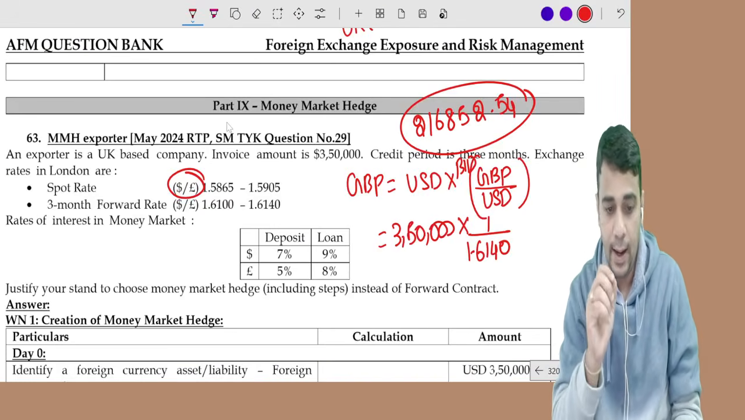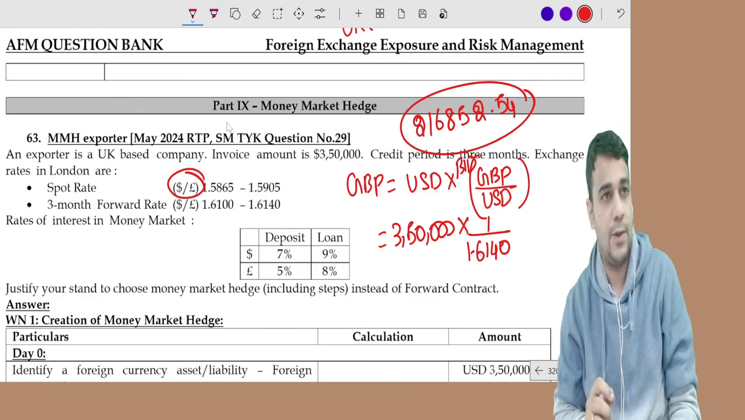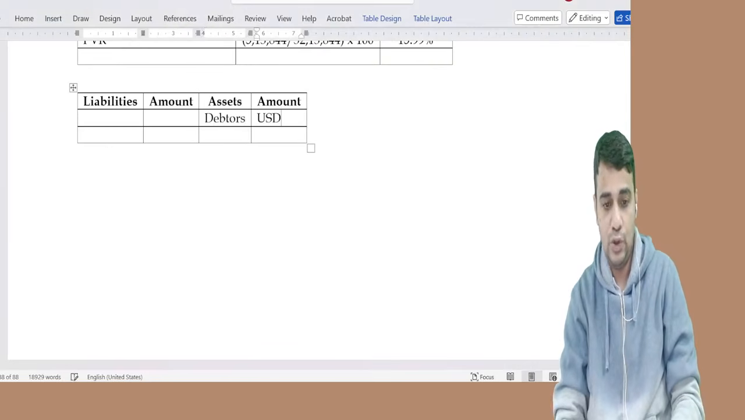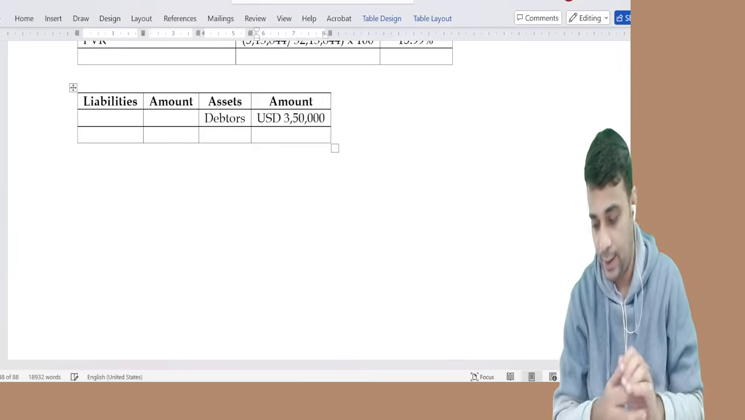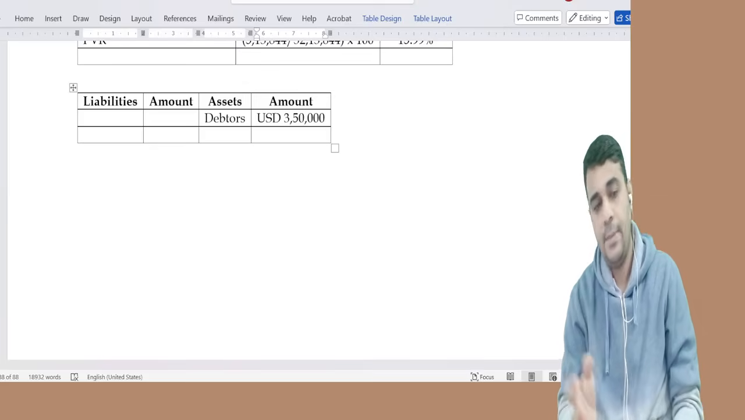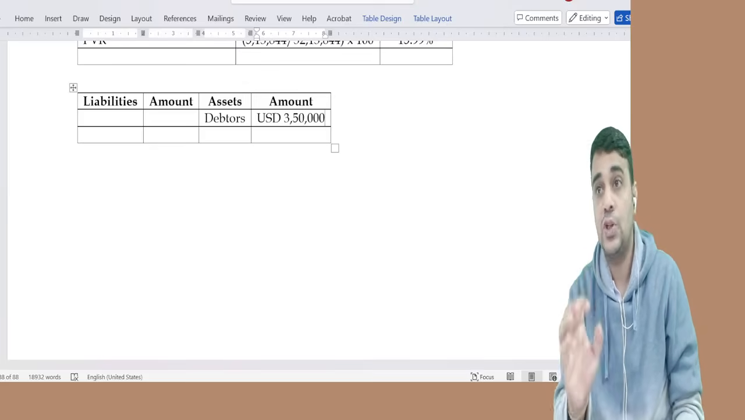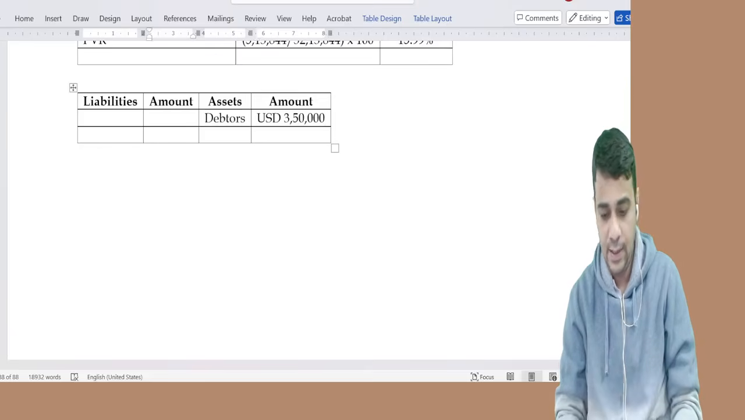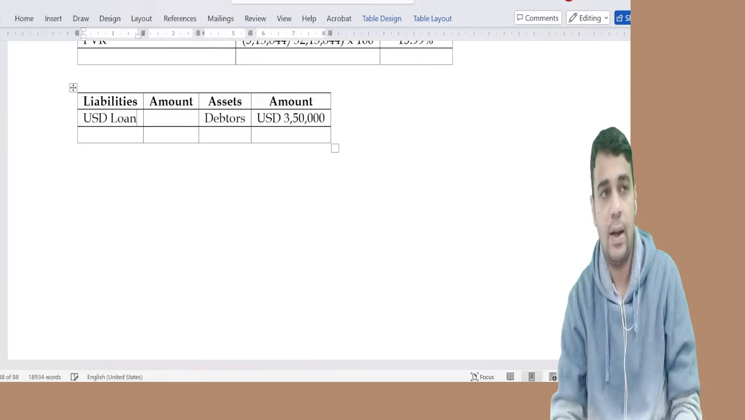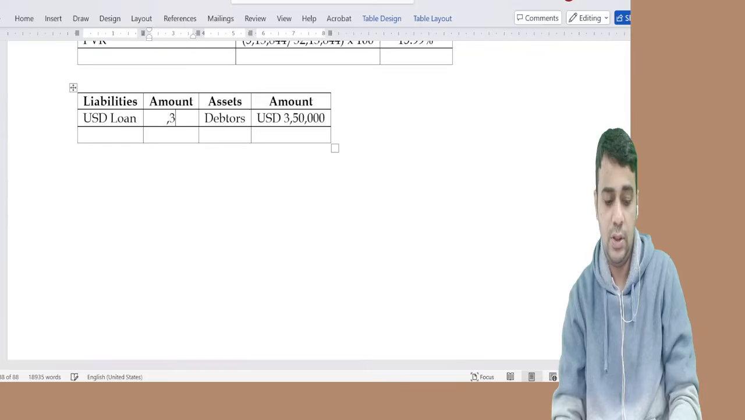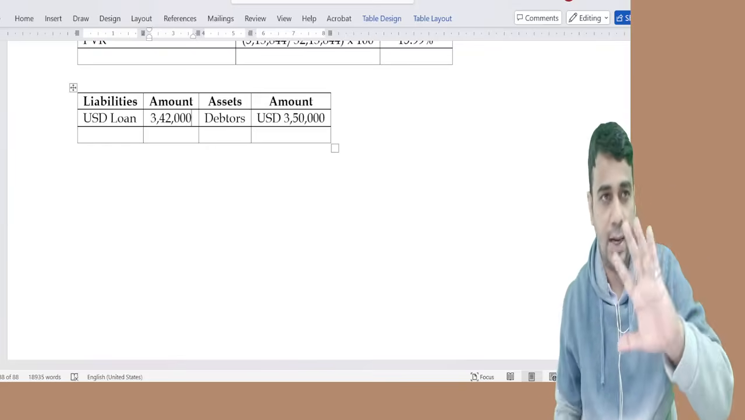Today, I have a receivable of $3,50,000. Debtor USD 3,50,000. What does MMH say? Money market means short-term instrument market. So against this debtor, I will take a US dollar loan. I will take it for, say, 3 lakh. We'll do the calculation, 342,000 or something like that.